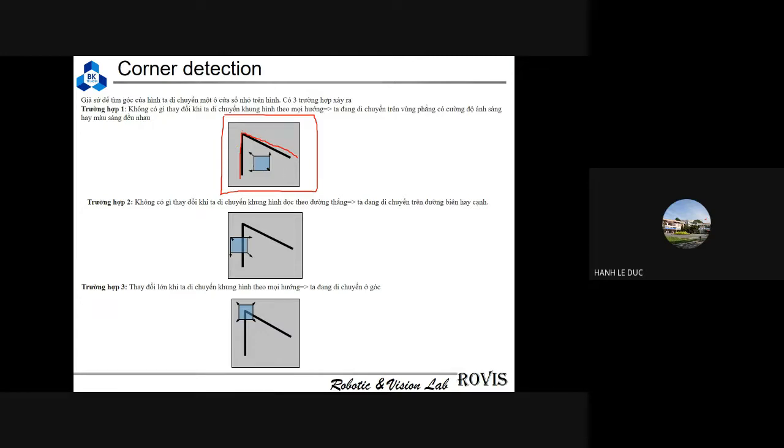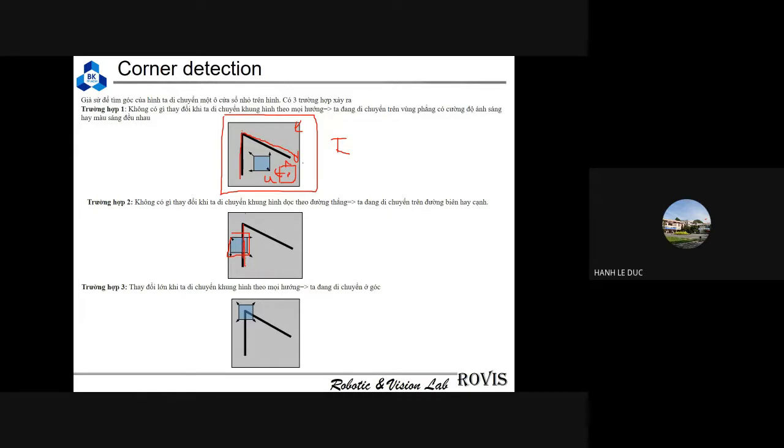Let's imagine we have a rectangle inside this image, and I slide a window on this position. When I slide in the U direction or V direction on a flat surface, the intensity does not change at all. Then I slide on an edge like this.